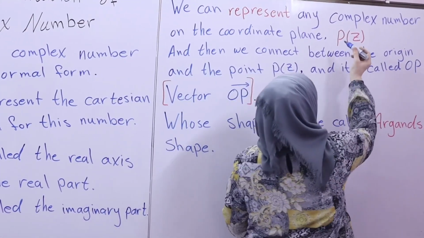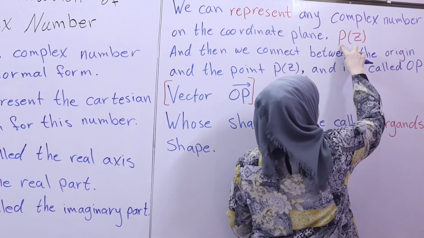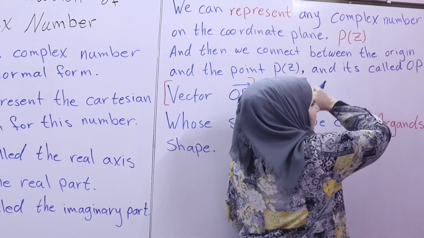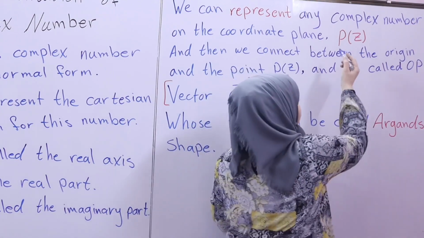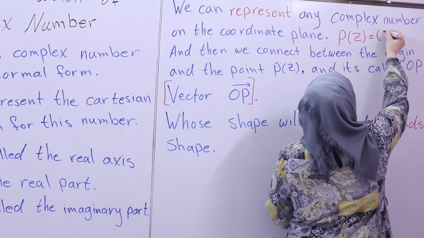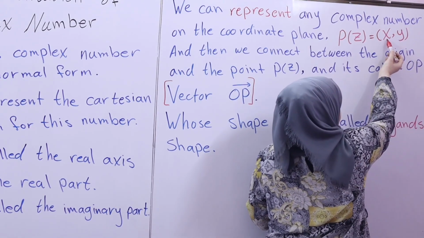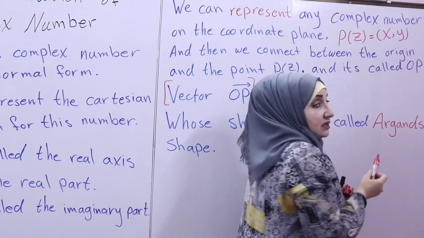أي عدد مركب راح أسميه P للزد، يعني النقطة اللي تمثل العدد المركب Z، حيث P للزد هي عبارة عن الأوردر بير X, Y. Since X is the real part and Y is the imaginary part.